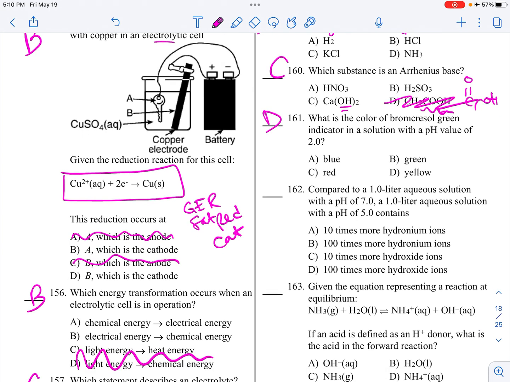Compared with a 1 liter aqueous solution with a pH of 7, a 1 liter aqueous solution with a pH of 5. Okay, so remember the pH scale goes from 0 to 14. These are acids.